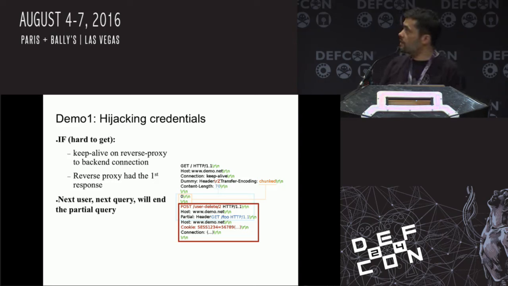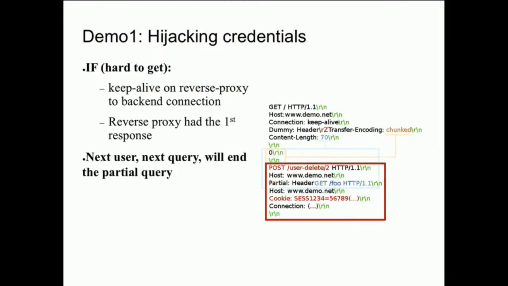So what could happen if you've got a reverse proxy in front of Node with a keep-alive connection with Node, and the first proxy gets the first response? He's thinking, this is one query, I need one response. So he gets one response. Then Node is just waiting for a second query, and another user, like the admin user, sends a query, any query, and the query gets appended to the unterminated one.